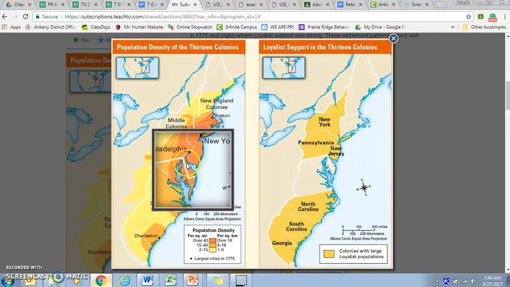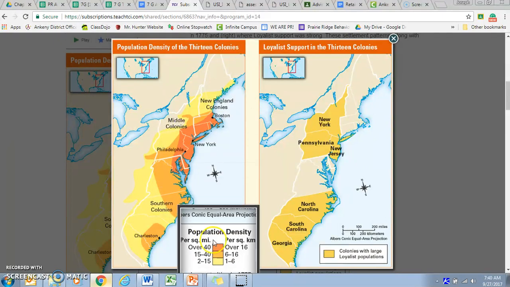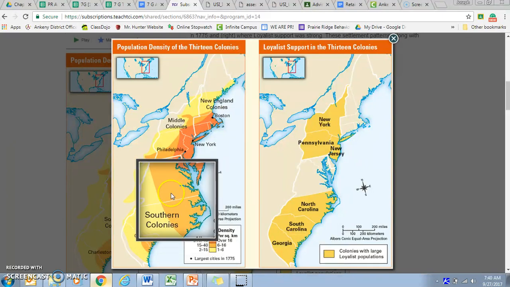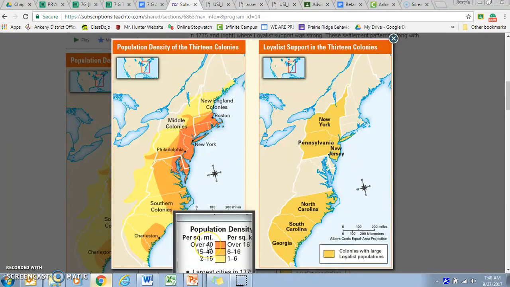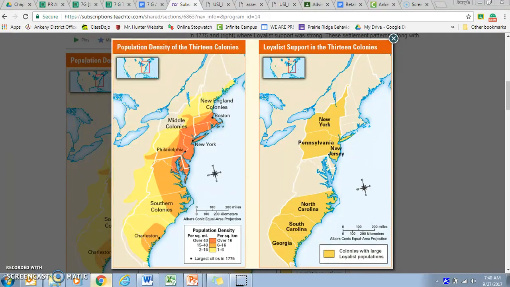So as you can see in the red here, which is going to include Philadelphia, New York, and Boston, there's going to be over 40 people per square mile. So in a square mile, there's going to be more than 40 people. Okay? In kind of the darker orange color, that's going to be about 15 to 40 people per square mile. And in the lighter yellow, it's going to be about 2 to 15 people per square mile. Alright, so this is the map that you will probably use the most. It's going to show where the most dense populations were.